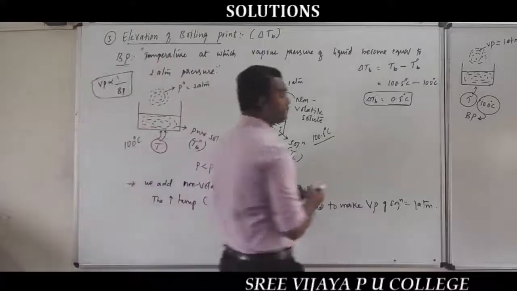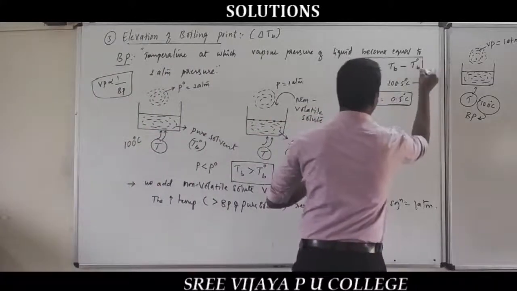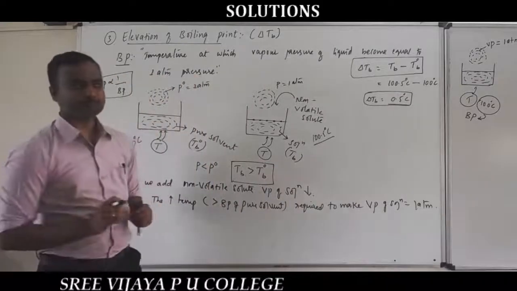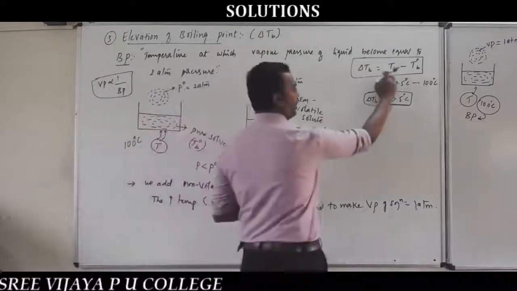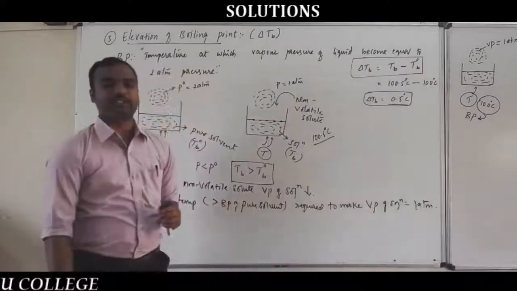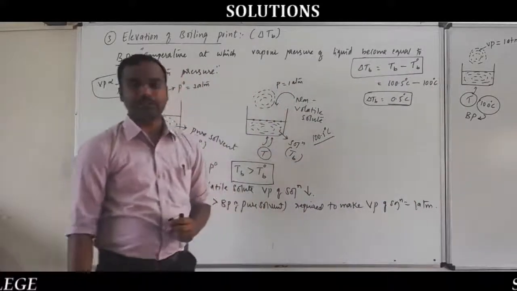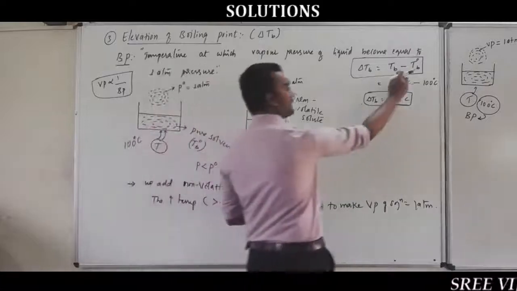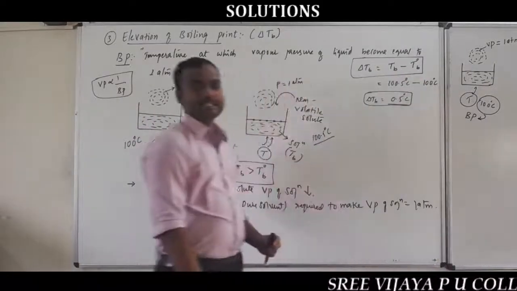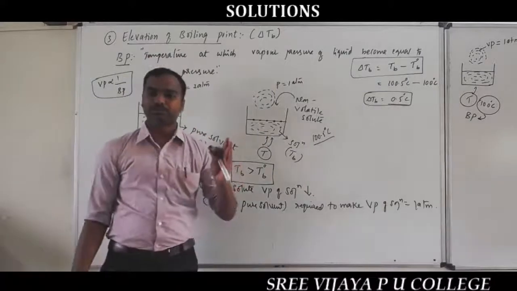And this is a very important equation: delta T_B is equal to T_B minus T naught B. T_B is the boiling point of the solution. T naught B is the boiling point of the pure solvent. So how do we define the elevation of boiling point? The difference between the boiling point of the solution and the boiling point of the pure solvent is called the elevation of boiling point of the solvent.